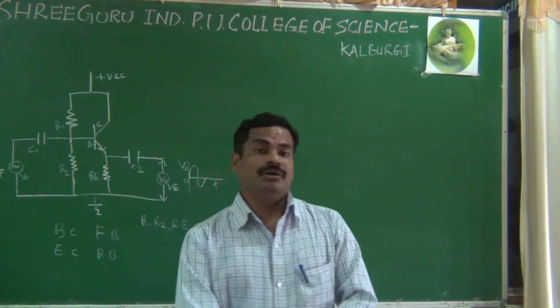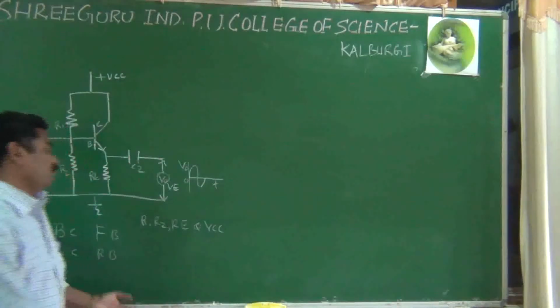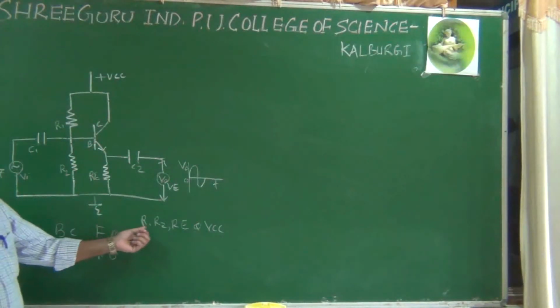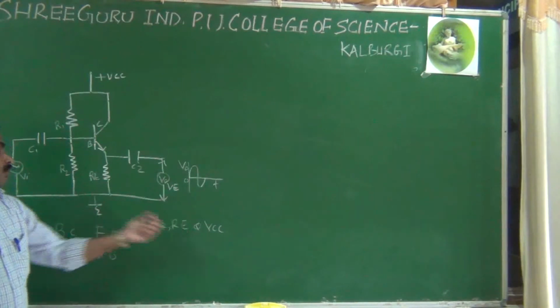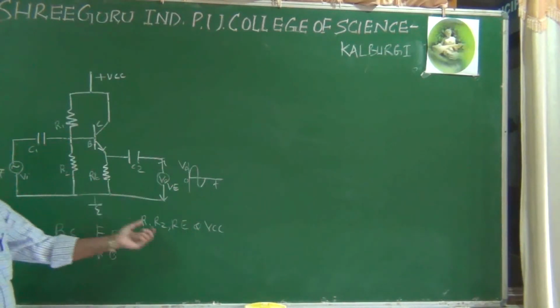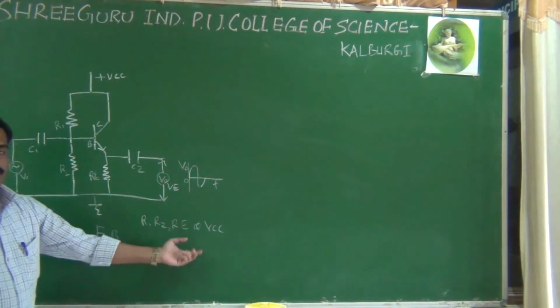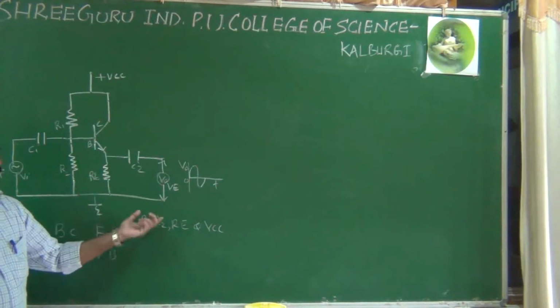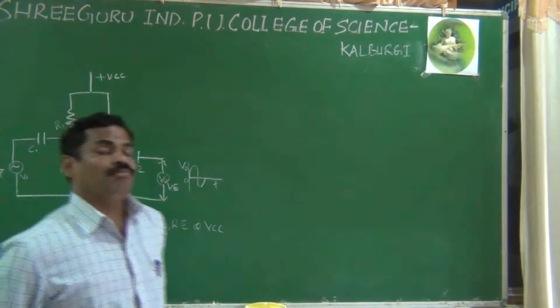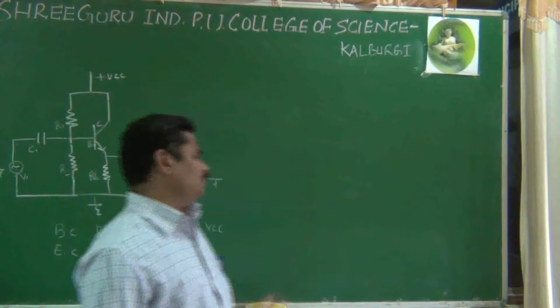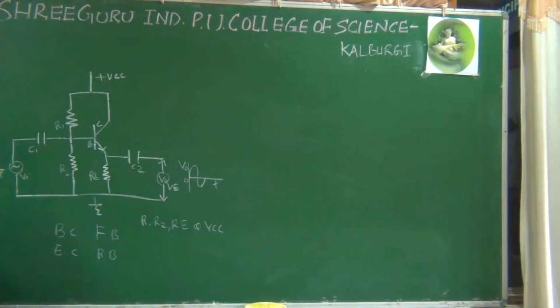These are all you can satisfy, or by using R1, R2 and VCC, that makes the input forward biased, and R1, R2 and RE make the output reverse biased, and also that makes the Q point in the mid-active region. This is about the construction of your common collector amplifier.